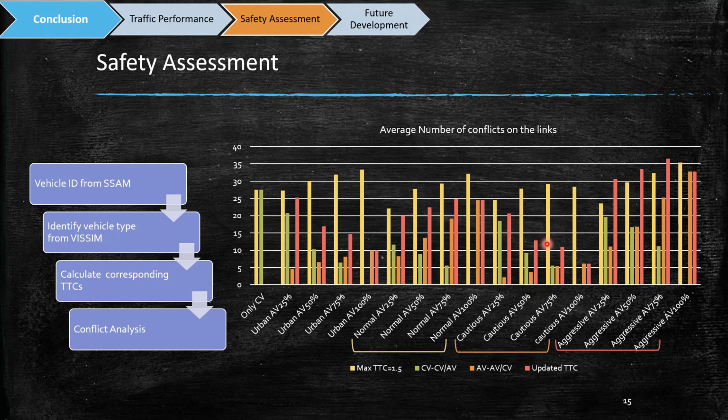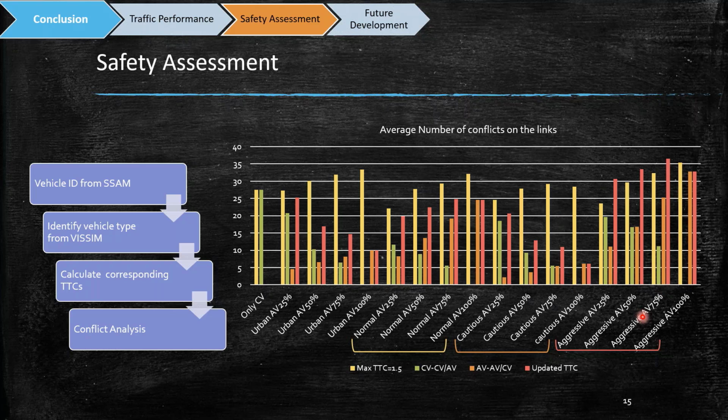But for the cautious, again, we have a reduction. See that in the normal, the red bars and the yellow bars, if you compare them together, you can see that they have the same attitude. So the updating of the TTC did not impact the number of conflicts here. But in the cautious, it's a different direction, and updating the TTC reduced the number of conflicts, and it mostly relies on the larger gap that they have, and the role of the cautious AV.